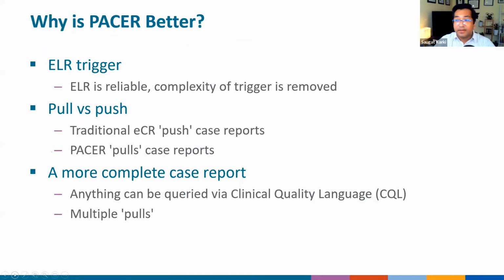So how is this different? I'll summarize that again here. So using ELR as a trigger to identify a reportable case removes all the complexities of triggering at the EHR. If you can imagine traditional ECR as pushing case reports, PACER pulls case reports. We use clinical quality language to construct queries, and this versatile method allows us to construct public health requests into a standardized logical query, and we can perform multiple queries, multiple pulls over time to receive a more complete case report. Next slide, please.